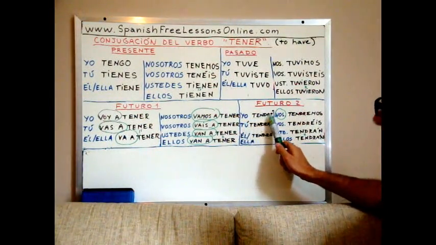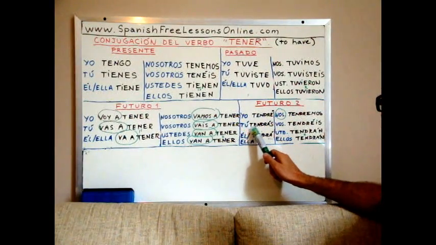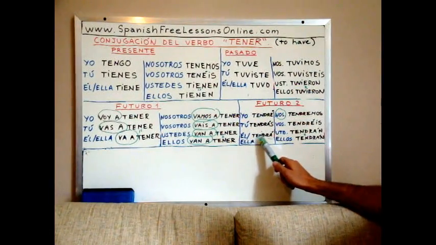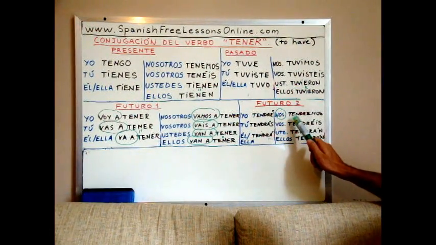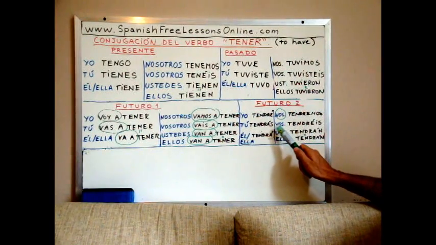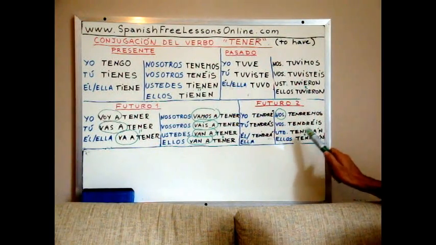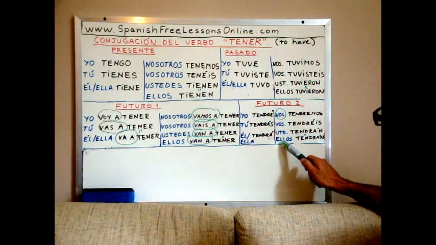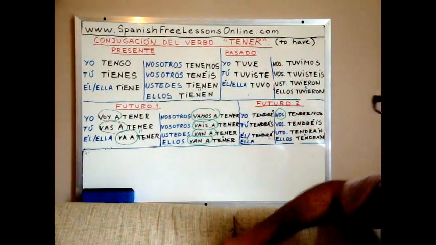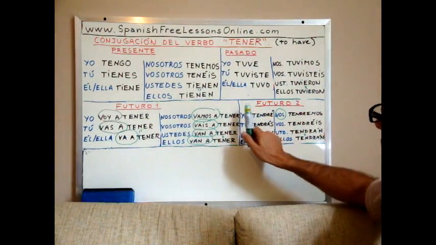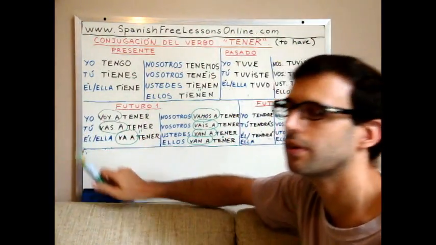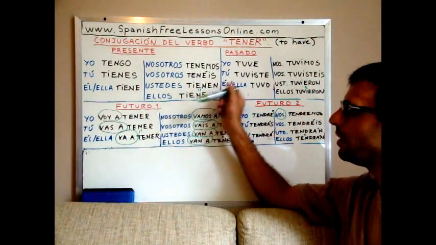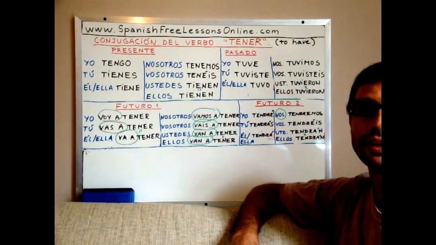Yo tendré. Tú tendrás. Él tendrá, or ella tendrá. Nosotros tendremos. Vosotros tendréis. Ustedes tendrán. Ellos tendrán. Okay? So, this and this, these are identical, right? Different ways of conjugating the future, and they mean exactly the same.